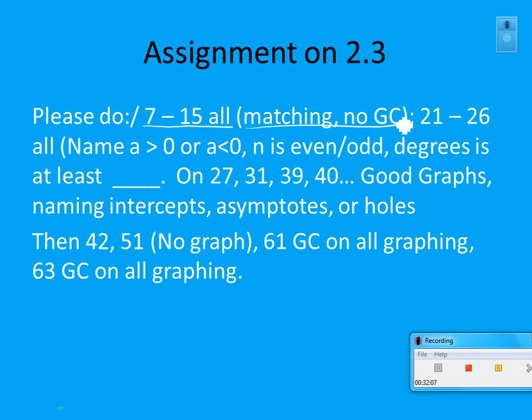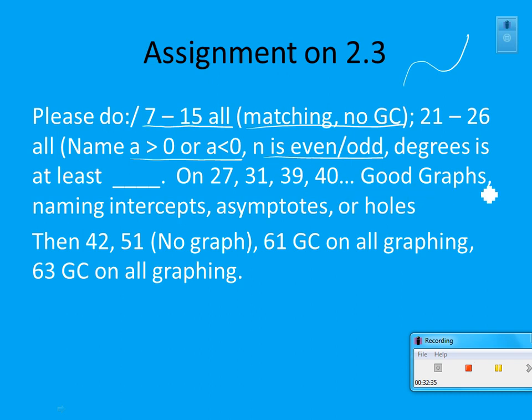Try to do them without your calculator, thinking about the end behavior, the n is even, the even or odd, how it opens. Now on 21 through 26, they're going to give you a graph. What I would like for you to do is tell me if a is positive or negative, if n is even or odd, and then the degree is at least your number of turning points plus 1. I do have you graphing 4 problems today. I'm going to have you graph number 27, 31, 39, and 40.